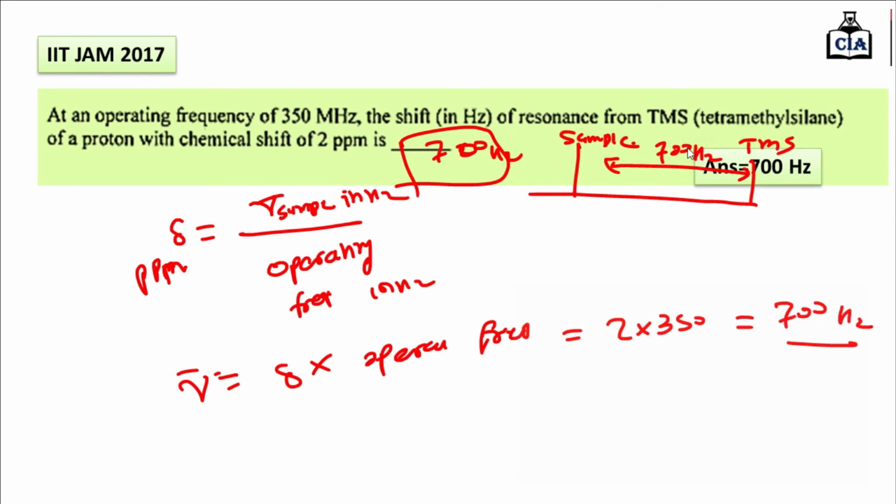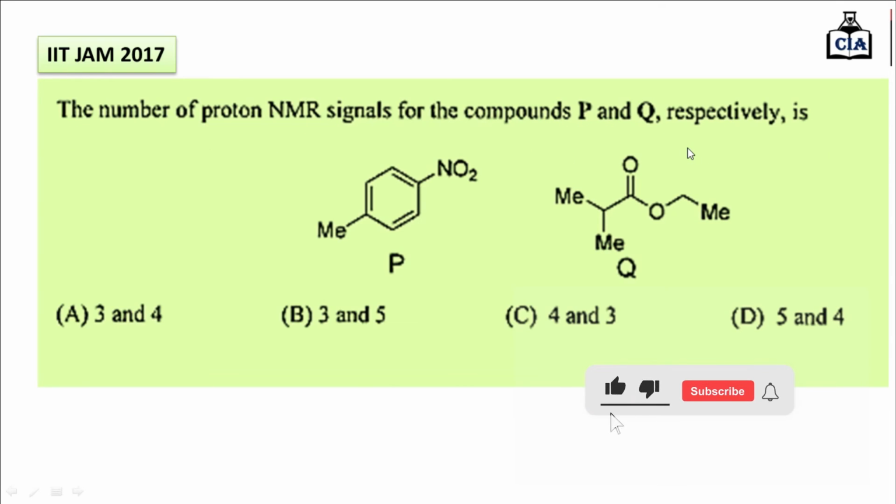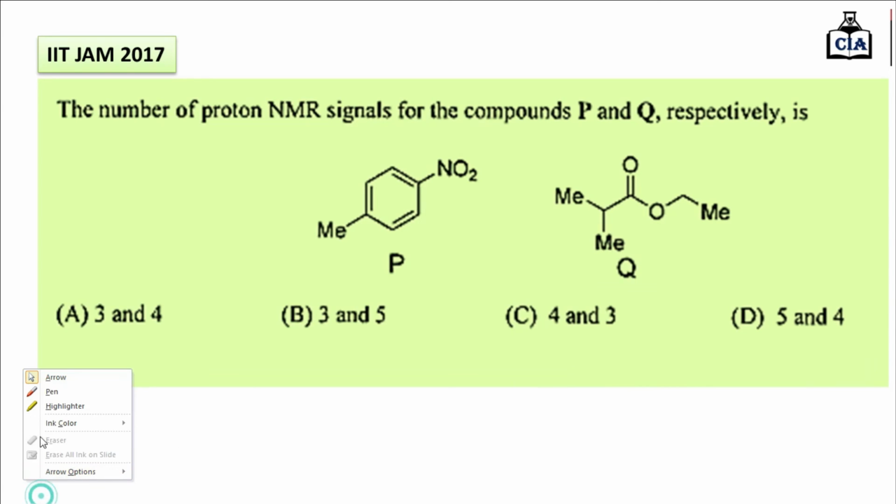So next question from IIT JAM 2017. In this question, we have to calculate the number of proton NMR signals in the compounds P and Q. Protons having different chemical environments will give different proton NMR signals in NMR spectroscopy.